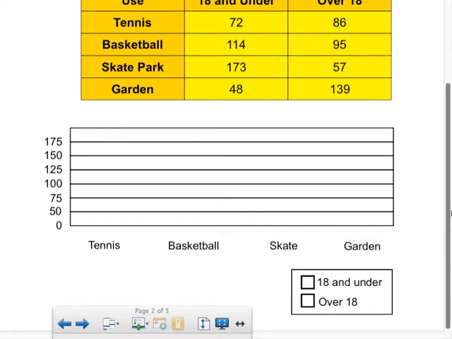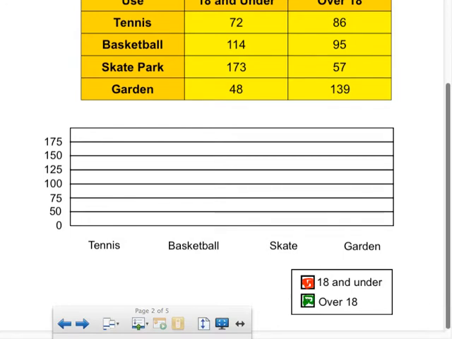Since we have the option of different colors, what do you want the color for the bars that represent the group that's 18 and under? What color do you want? Red. I heard red. We'll use red. So we'll make a bar for that group that's red. And then for the other group over 18, what color do you want? Green. I heard green.